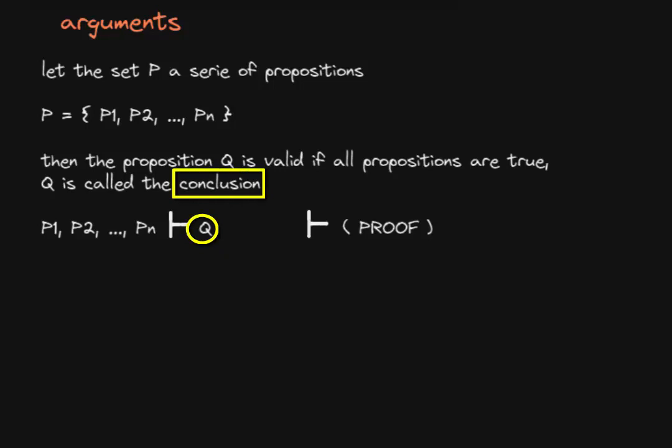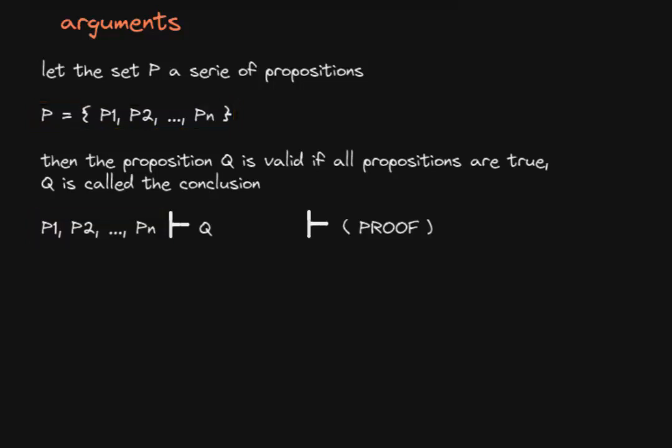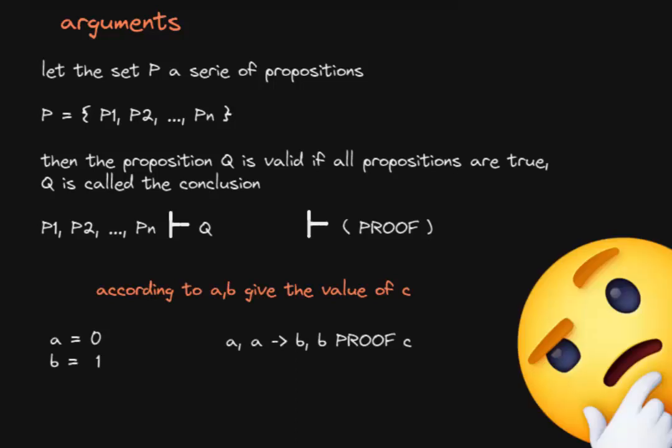Here, the conclusion is a statement that results from a single or multiple statements that are called the arguments. The only way that a conclusion is true is if all the arguments are true. The symbol to denote this operation is this one. We are going to use the word proof to refer to that. In that way, given this data, find the conclusion value.